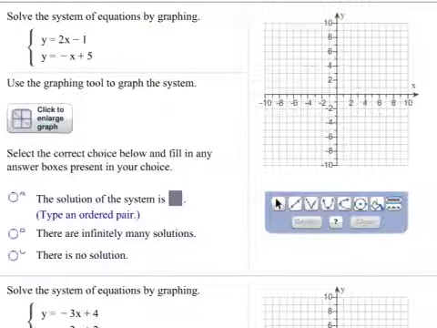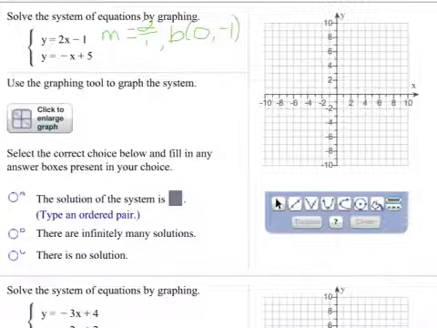So in number 7, we've got two equations, y equals 2x minus 1 and y equals negative x plus 5. Since y is by itself on both of these, I think I'll use the method of the slope and the y-intercept to graph these two equations, since they've already got y by itself.